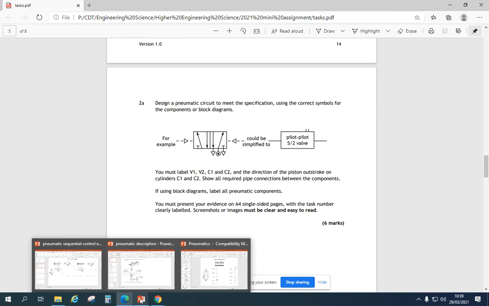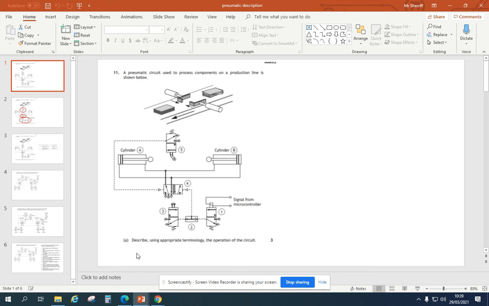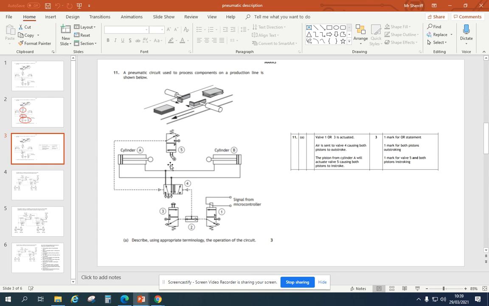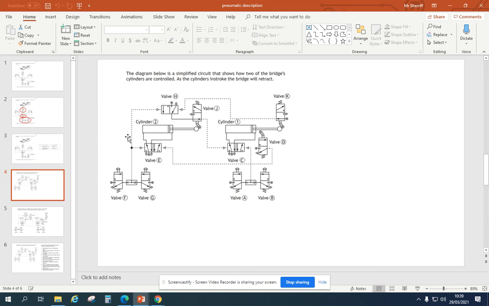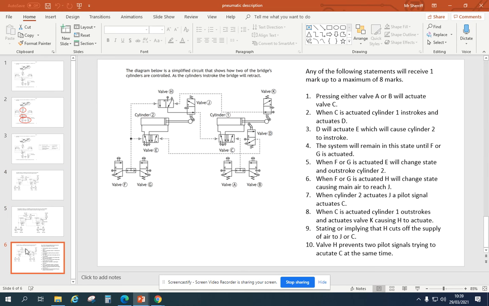If anybody gets finished early, then there is also in that same folder of pneumatic stuff some work there on pneumatic descriptions. There is a couple there where I have shown the marking scheme, and then there's a more complex one again with the marking scheme. And then I would ask you to go and look for other pneumatic circuits that you've got to describe.